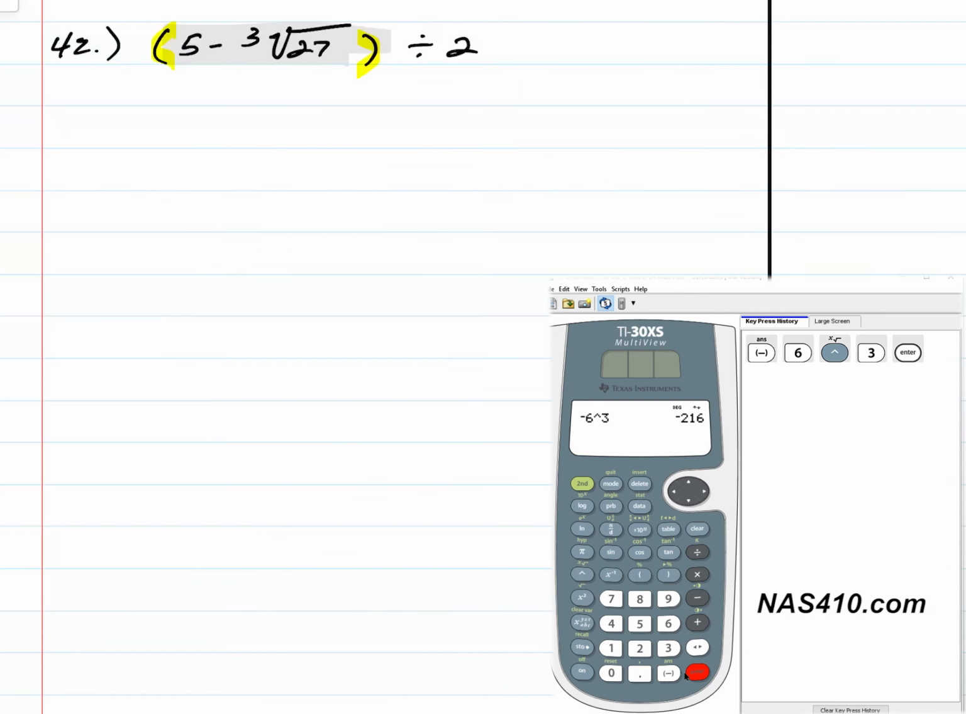Okay, and so I'm going to do my exponents and my radicals first. So I'm going to hit up this guy right here. All right, and so the cubed root of 27 is 3. So I'm going to rewrite this as 5 minus 3 divided by 2. Okay, 5 minus 3 is 2 divided by 2 equals 1.